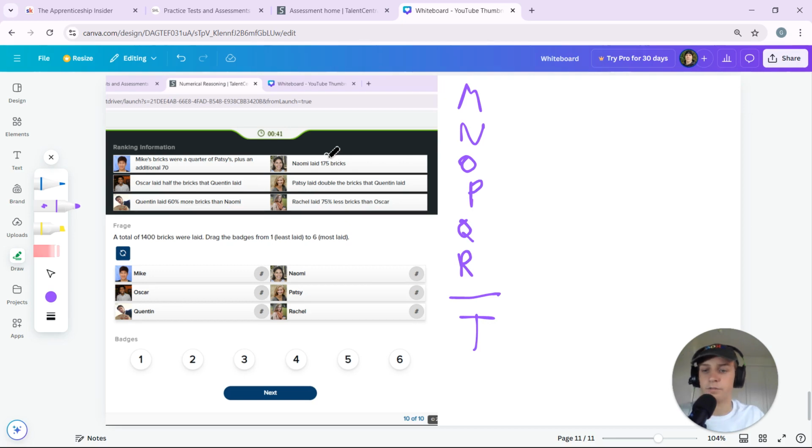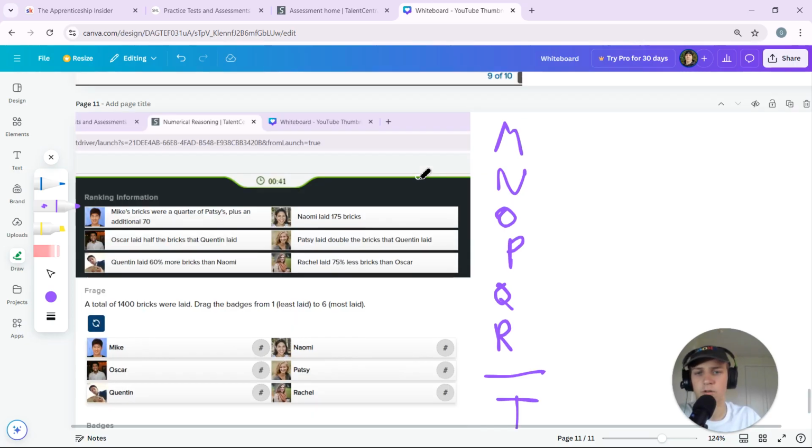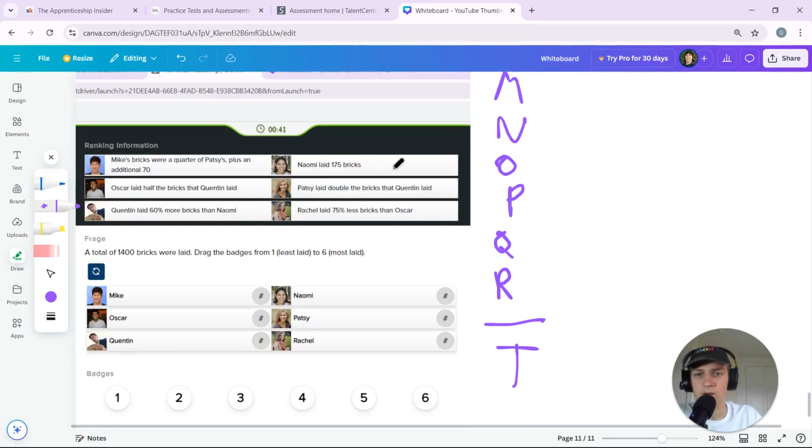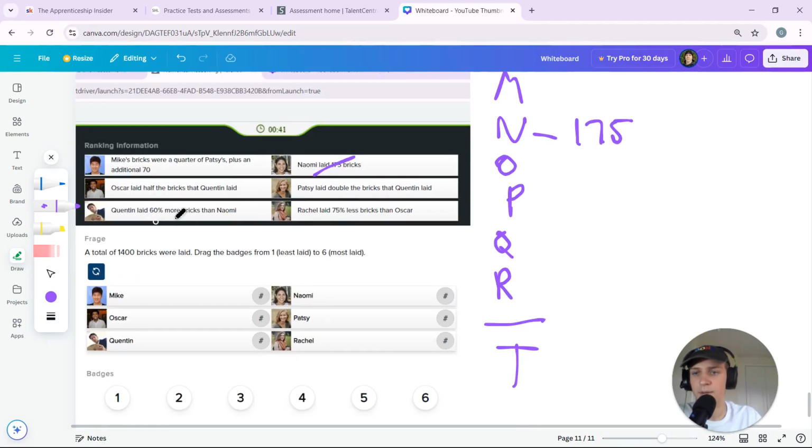Okay, so again, you're looking first of all for absolutes. Because if it says Oscar laid half the bricks that Quentin laid, you can't start with that. That's no information. You need to look for some absolutes. So Naomi laid 175 bricks. Nice one, Naomi. Thank you. Now we've got to look for one which only mentions Naomi. We can see this one mentions Naomi: Quentin laid 60% more bricks than Naomi.